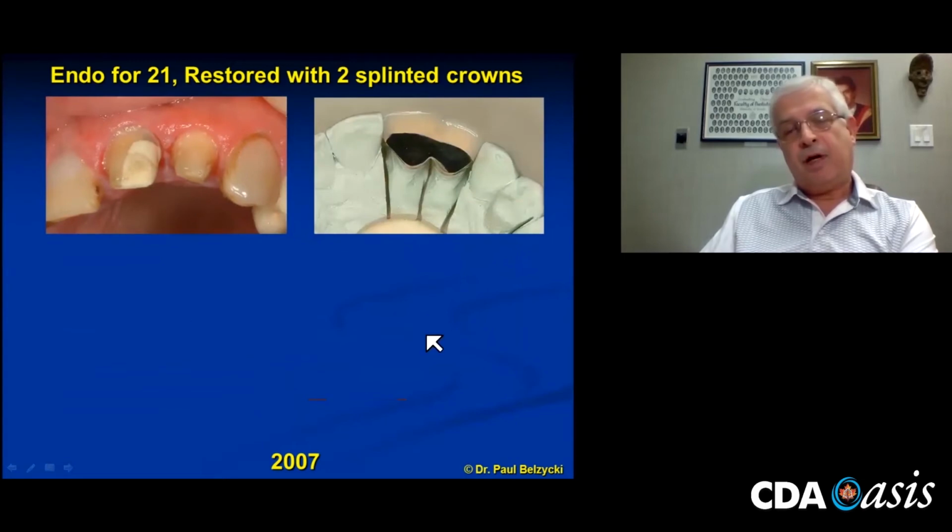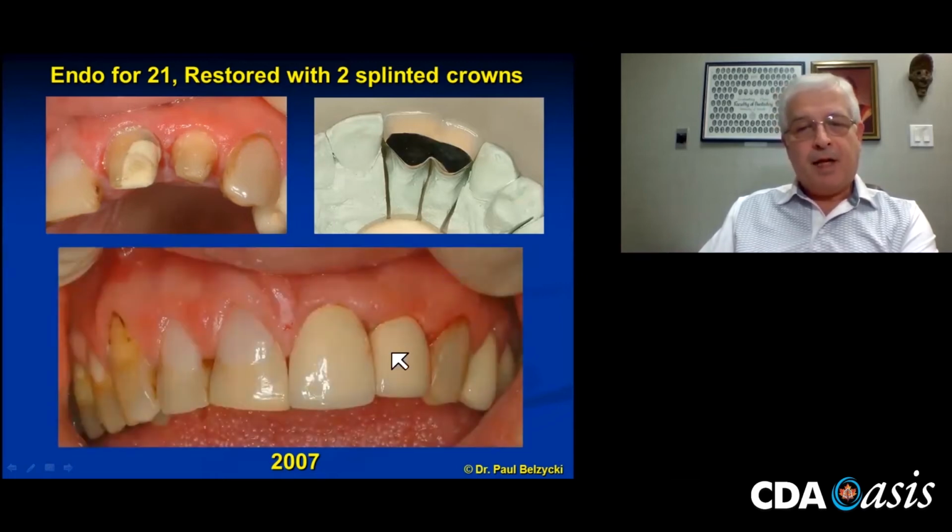So here are the 2 crowns, porcelain fused to metal, a metal island on the lingual, and that helps reduce at least some of the attrition if he's occluding with the lower teeth. And the 2 crowns were put in 2007.